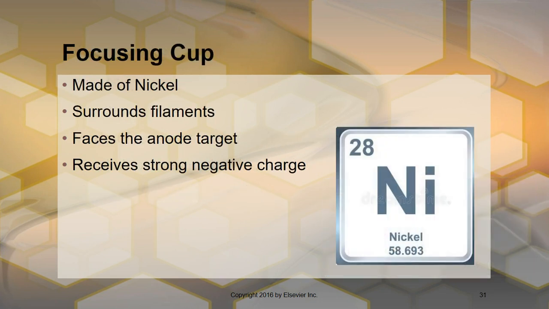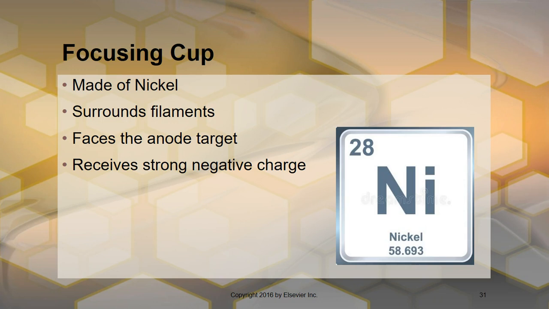The focusing cup is made out of nickel. And what have you noticed about this nickel? Even lower on the chemical spectrum than copper was. It surrounds the filaments, it faces the anode, and it leaves the front open so that the electrons can head towards the anode target. It receives a negative charge from the secondary circuit as the electrons are boiled off. The size, shape, and charge of the focusing cup affect how well it focuses the electrons. All of this is taken into consideration when you're thinking about an optimal image.